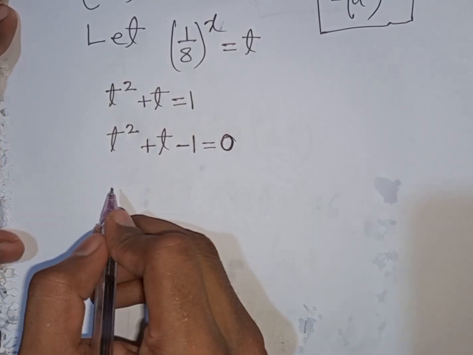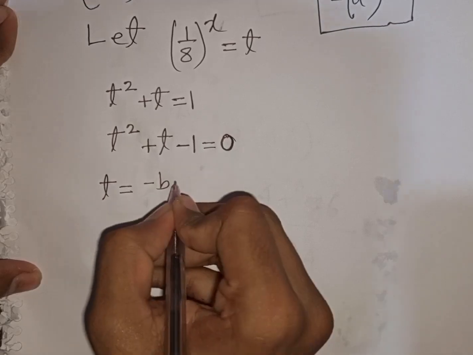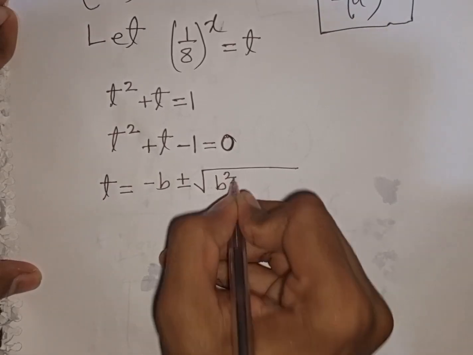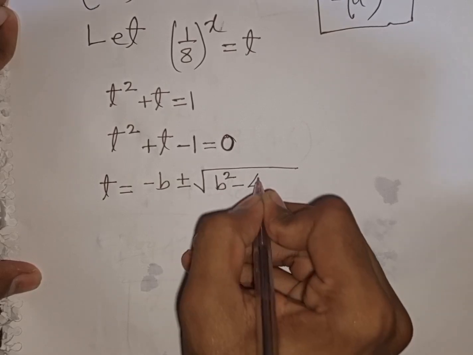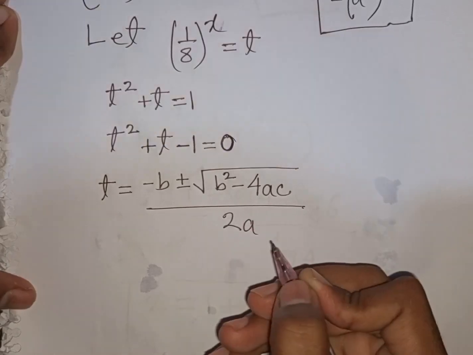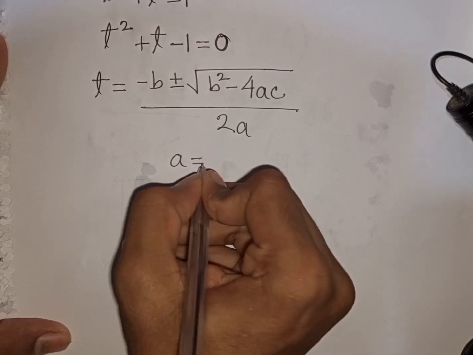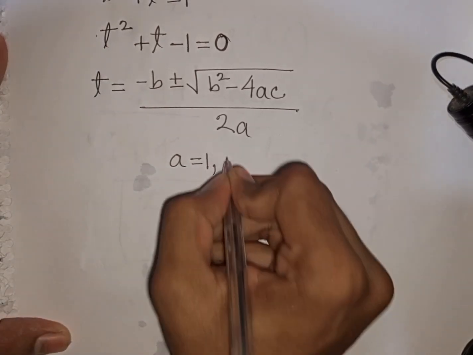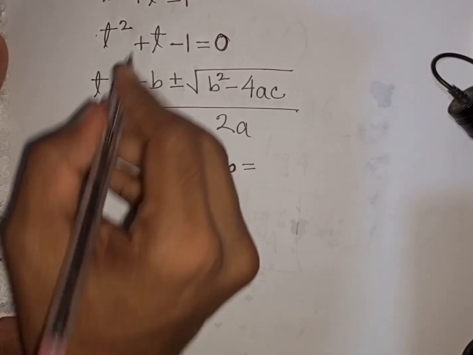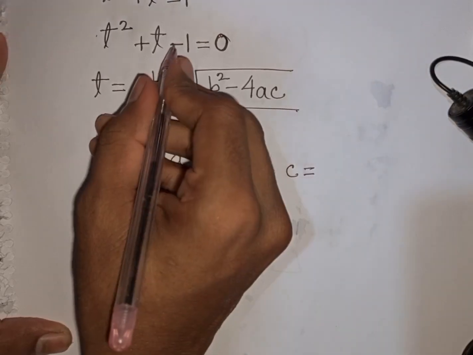Now, here I can apply the quadratic formula. So, I can write t is equal to minus b plus or minus the square root of b^2 minus 4ac, divided by 2a. Here a will be equal to 1, then b will be equal to 1, after that c will be equal to negative 1.